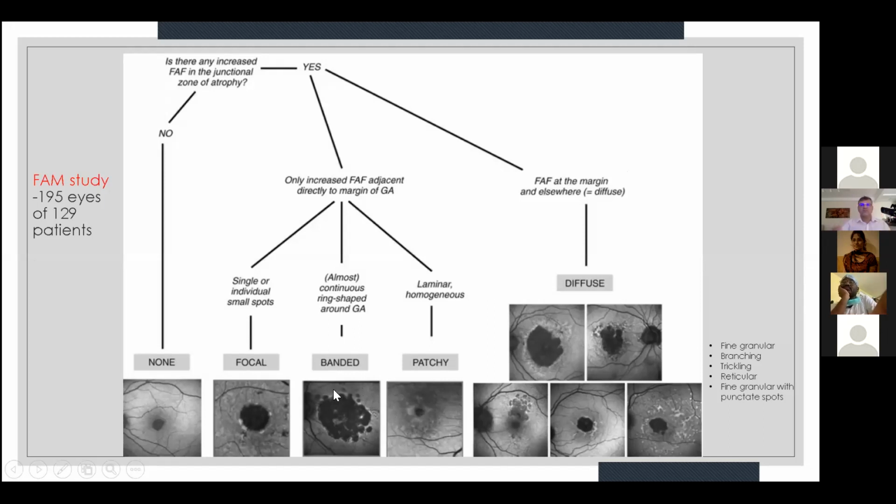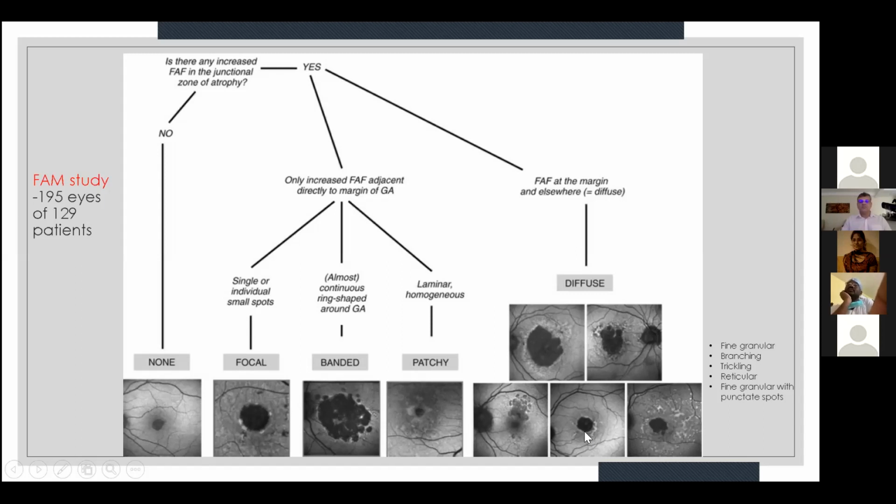If it is continuous in the form of a ring, it is called banded type. And patchy is a patchy appearance in the form of lamellar homogeneous pattern. FF at the margin and elsewhere has been classified into diffuse type, which is of 5 again. It is fine granular, as you can see, dot dot around the geographical atrophy, or branching type, trickling, reticular, and fine granular with punctate spots.